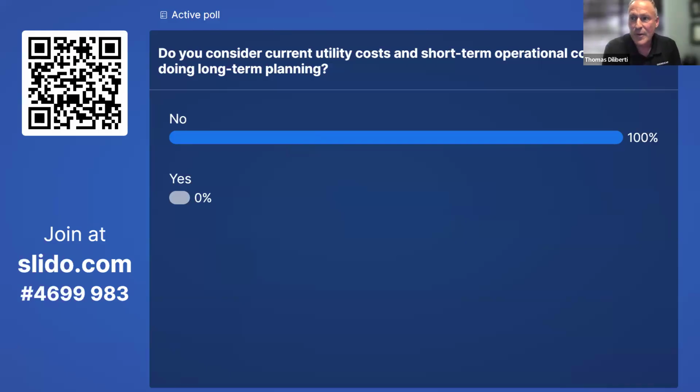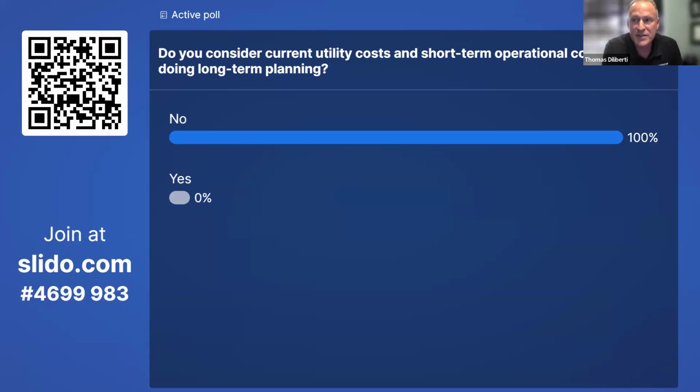So one of the things that we wanted to do was find out in the beginning, how many of you use utility costs and short-term operational costs to help guide your path for long-term planning? So if you could respond to the poll.